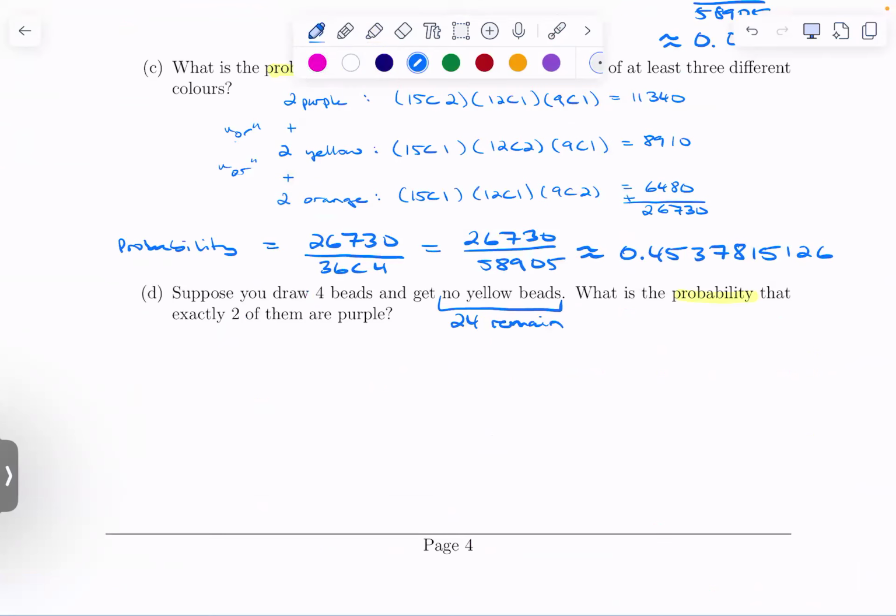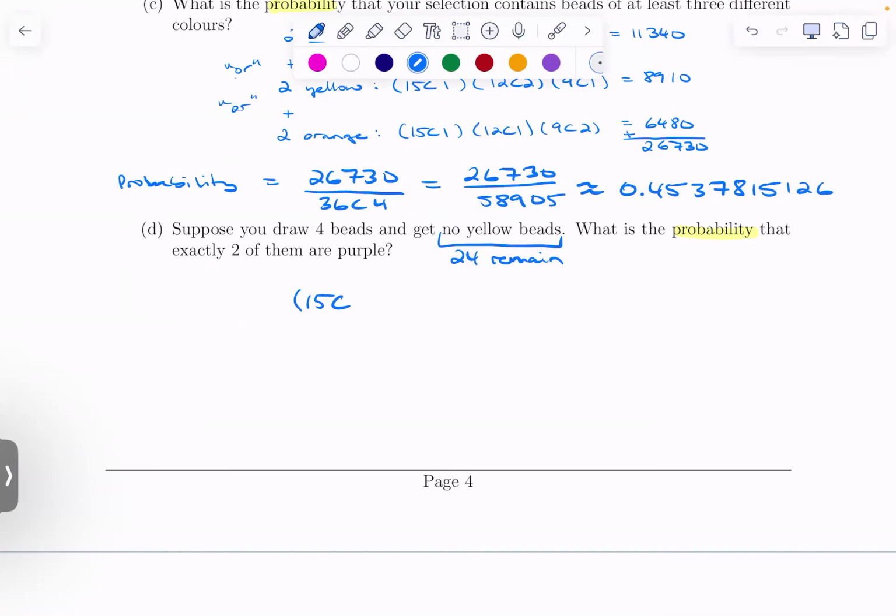And you want to know what's the probability that exactly 2 of them are purple? Well, if there are no yellows, then 2 are purple, which forces 2 of them to be orange, because exactly 2 of them are purple. And so from the purples, 15, I choose 2. And that also forces from the orange, I choose 2. Divided by 24 choose 4. I get 105 times 36 divided by 10,626.